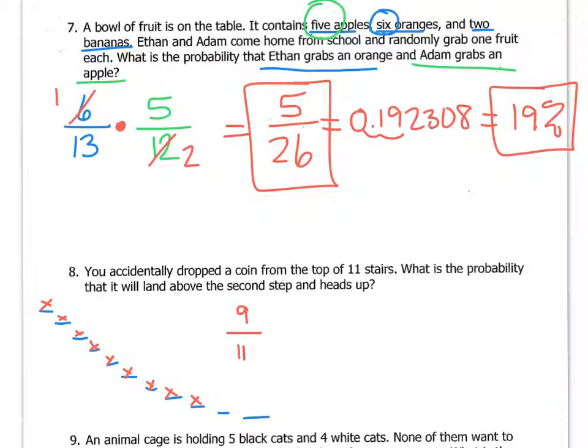Okay. And it says the probability that it lands heads up. So on a coin, there are 2 total sides, and one of those sides is heads. So again, the probability that it's going to land above the second step is 9 out of 11, and the probability that it's going to land on heads is 1 out of 2. So now we're going to multiply these 2 probabilities.